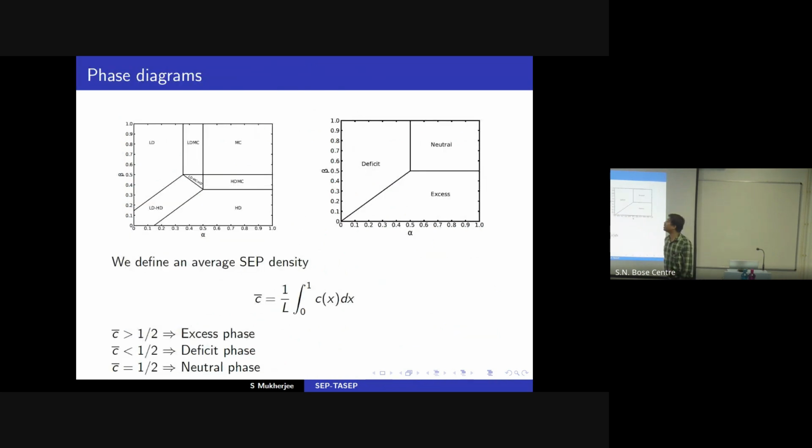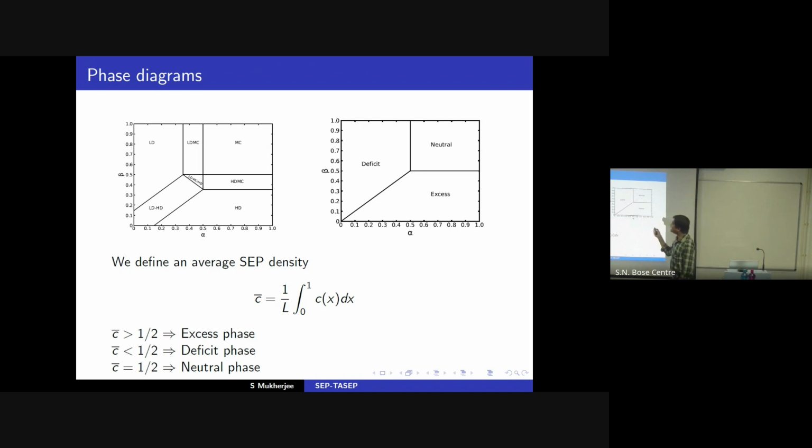Here is the phase diagram of the model. This is the phase diagram of the TASEP. We can see we have the pure phases, also the mixed phases. To find the phase diagram of the shape, we define a quantity C bar, which is the average density of the shape channel. When C bar is greater than half, we say the shape is in the excess phase. When C bar is less than half, we say the shape is in the deficit phase. Whereas when C bar is equal to half, we say the shape is in the neutral phase. So here is the phase diagram of the shape channel.